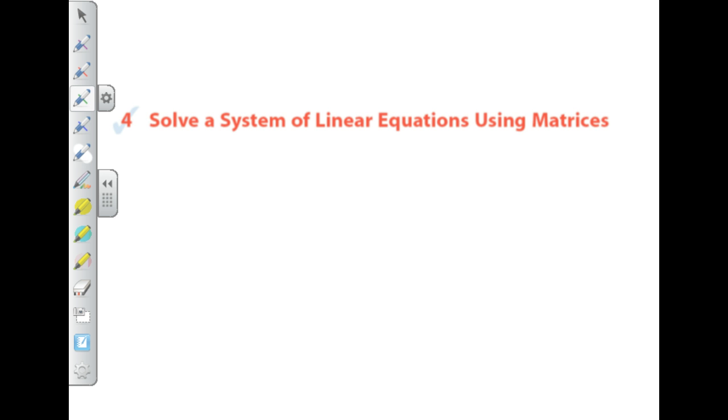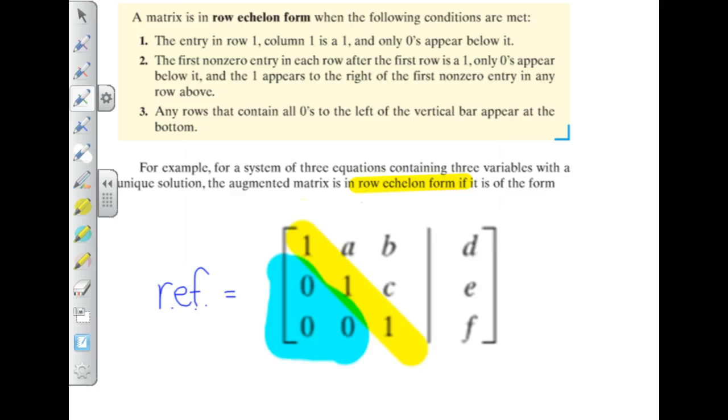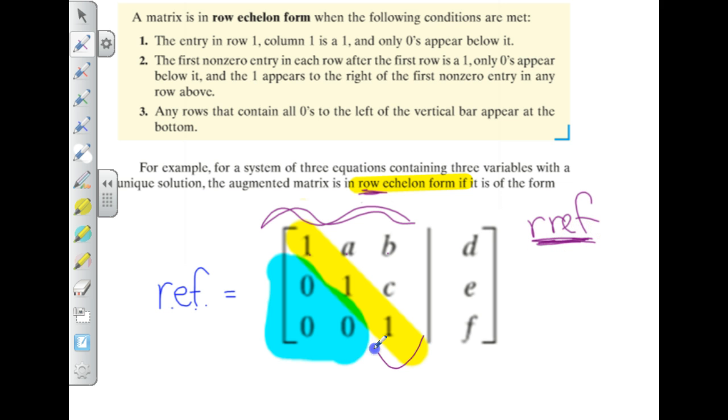So solving using some row echelon and matrices. Row echelon just means we don't have the identity matrix all together. We just have part of the identity matrix. Reduced row echelon would be the entire identity matrix over here, 1, 0, 0. But if it's just row echelon, so later on we're going to get reduced row echelon form. And that's when I have that identity matrix on the left and the answers are on the right. This is just called row echelon form.